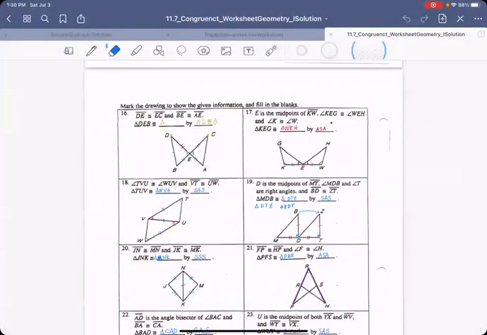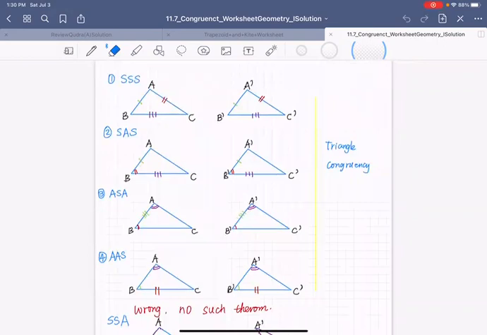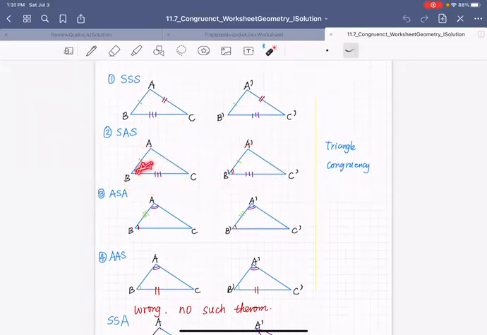Yeah, we will continue practicing triangle congruency. Okay. We learned about these four theorems: side, side, side. Side, angle, side. Make sure this angle is between these two sides. If you want to prove two triangles congruent, you want to make sure it is side, angle, side. If the angle was here, you cannot say these two triangles are congruent. The angle has to be between.